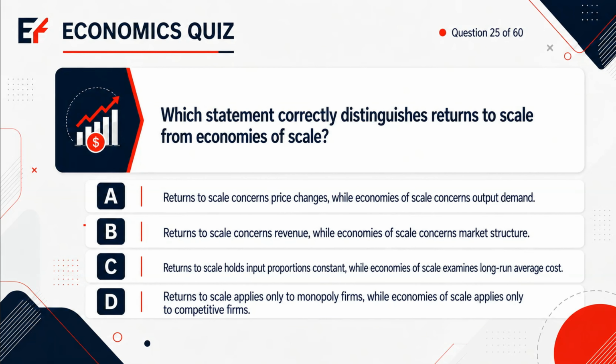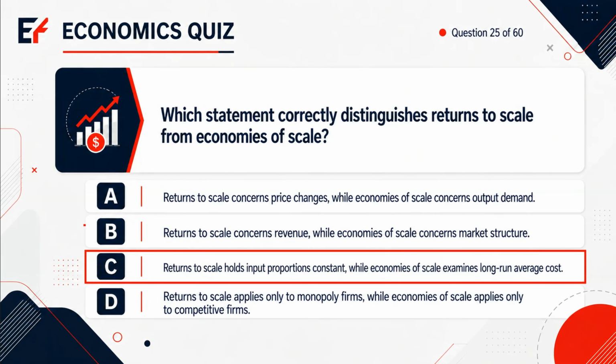Question 25. Which statement correctly distinguishes returns to scale from economies of scale? A. Returns to scale concerns price changes, while economies of scale concerns output demand. B. Returns to scale concerns revenue, while economies of scale concerns market structure. C. Returns to scale holds input proportions constant, while economies of scale examines long-run average cost. D. Returns to scale applies only to monopoly firms, while economies of scale applies only to competitive firms. The correct answer is C.